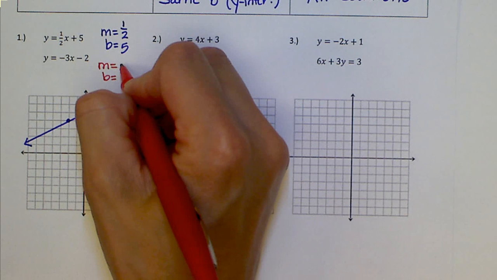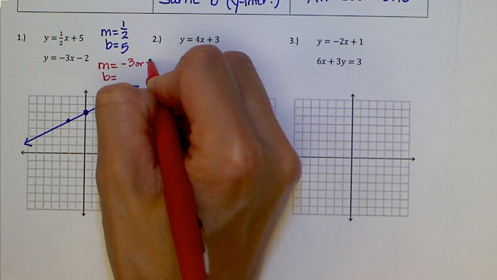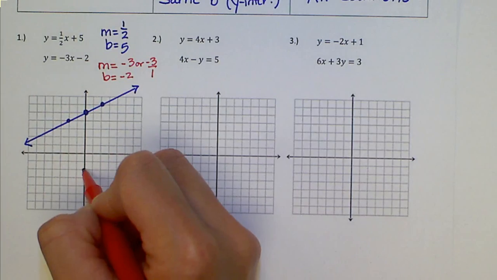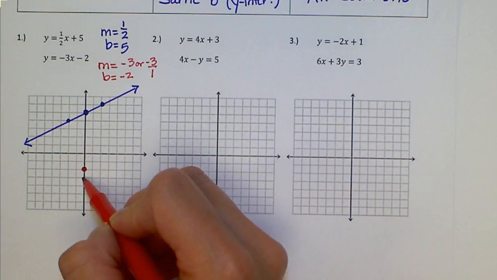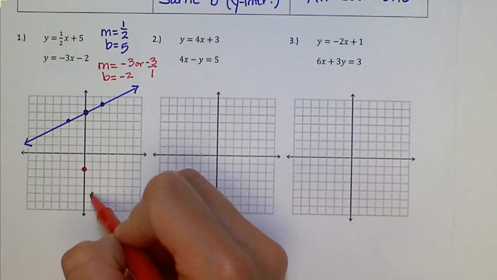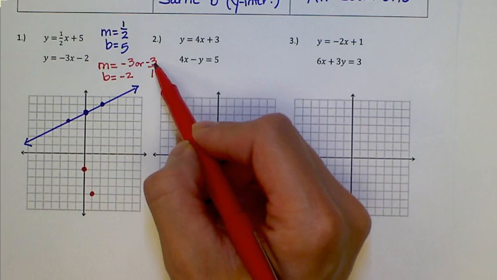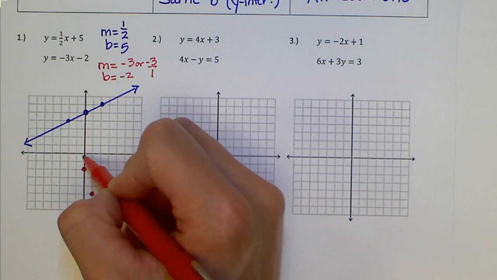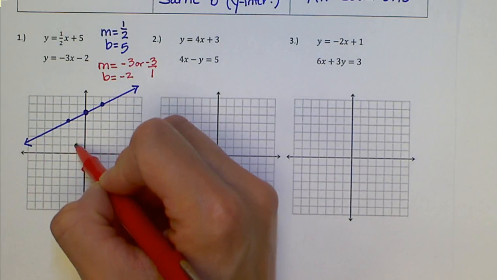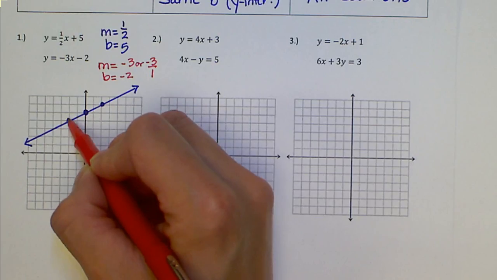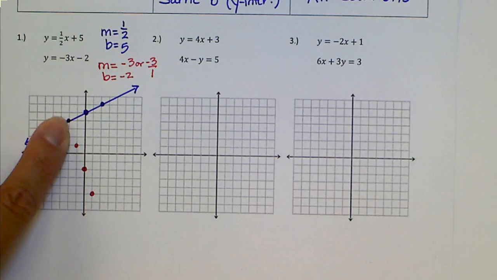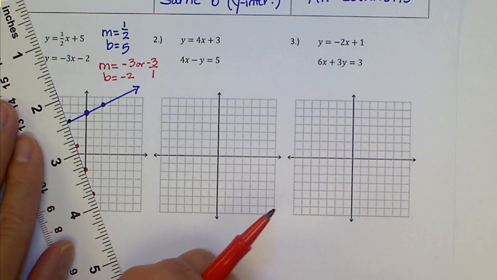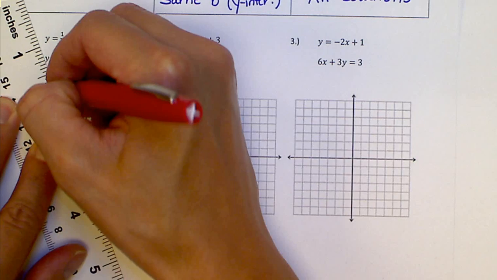m is -3, or you can think of that as -3/1, and b is -2. So we're going to start down here at -2, and then I'm going to count down 1, 2, 3 over 1. Counting down 3 and right 1 is the same as counting up and left. 1, 2, 3 over 1. I'm going to do it one more time. 1, 2, 3 over 1. Right there I can see I'm going to run into that point. So to solve these two, you are graphing to see where they cross.